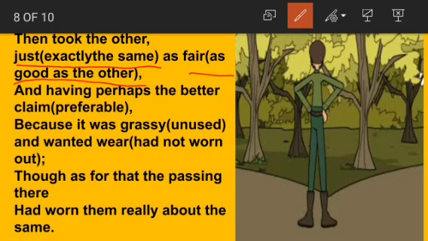Here what is fair? We are comparing two roads. Claim means to prefer something which is preferable. Grassy here means that it is unused. People have not walked. Wanted wear means it had not worn out. That means nobody had walked through that road.